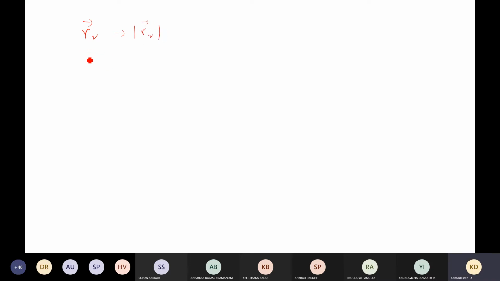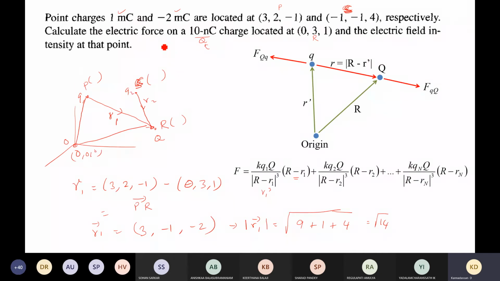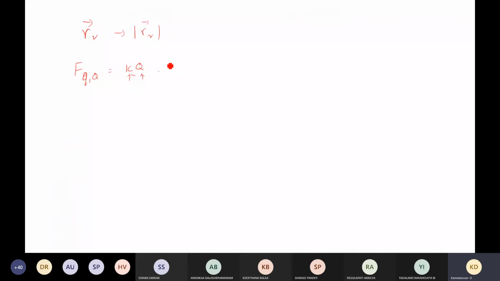So this is the second step. Then we are actually calculating the force between this P and between this Q1 and Q. So which is nothing but K Q. So this is the constant, and this is the test charge. Now we are having the point charge, that is the source charge 1. The source charge is 1 milli, so 1 into 10 power minus 3 Coulomb.